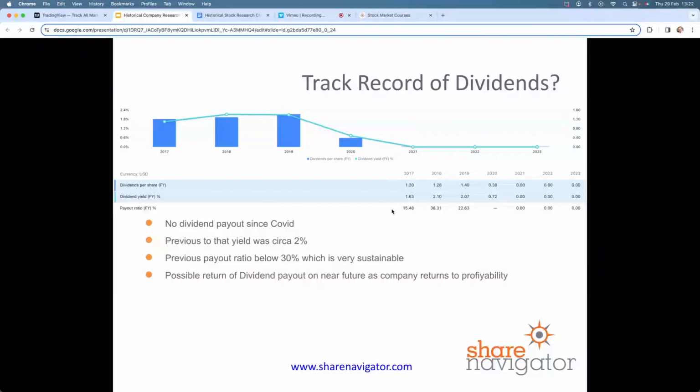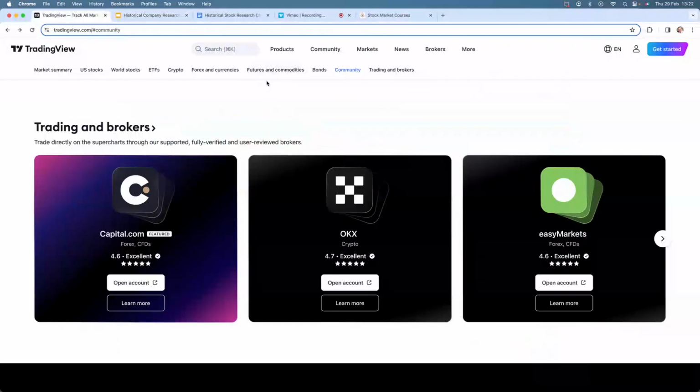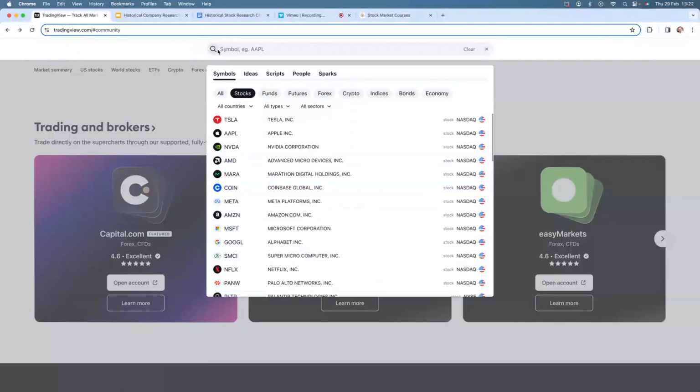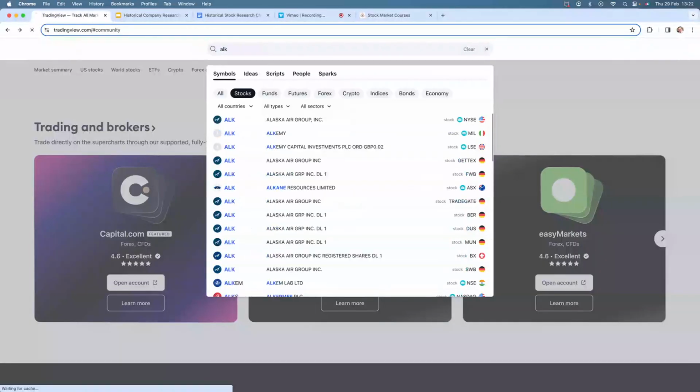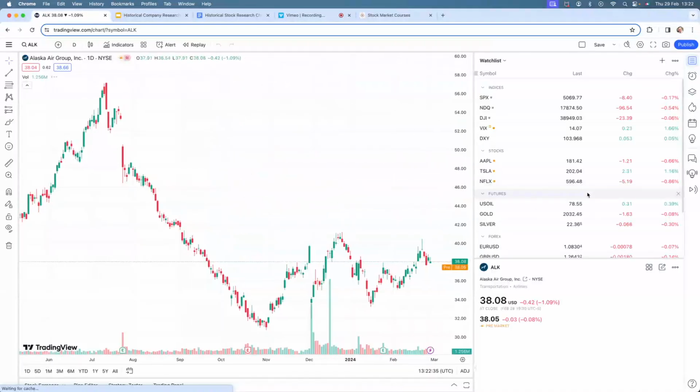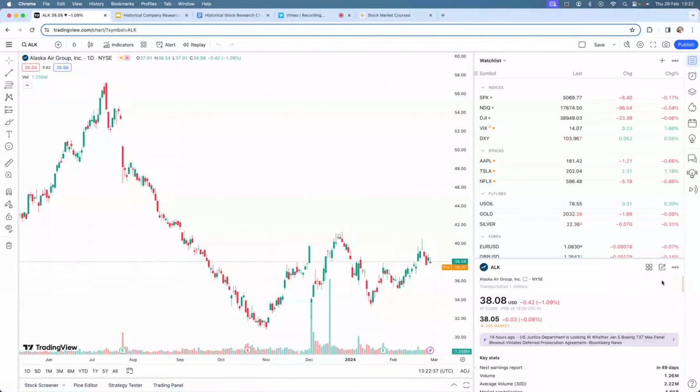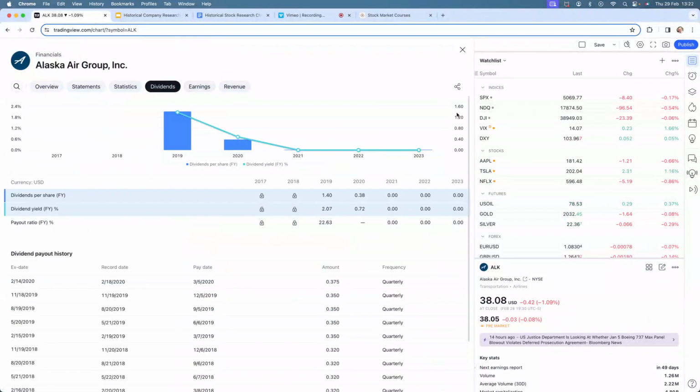So again, what I'm going to do is show you where to get the information from in TradingView. So we're going to look at search. We're going to type in Alaska Airlines. We're going to go to the financial section and dividends, and you can see here all the information you need is here. And this payout ratio here is important. Again, if you're unsure what that means, just click on the question mark and it'll explain it to you.